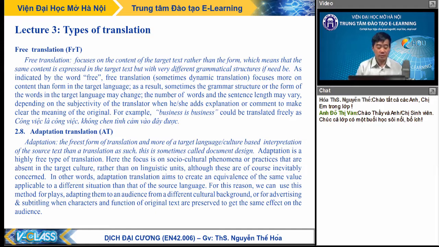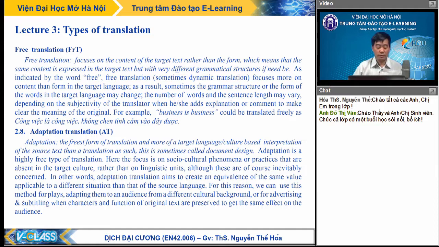Free translation focuses on the content of the target text rather than the form, which means that the same content is expressed in the target text, but with different grammatical structures if need be. But mostly it depends on the situation and also the intention of the translator. So that is called free translation. And the next kind we have is adaptation translation.